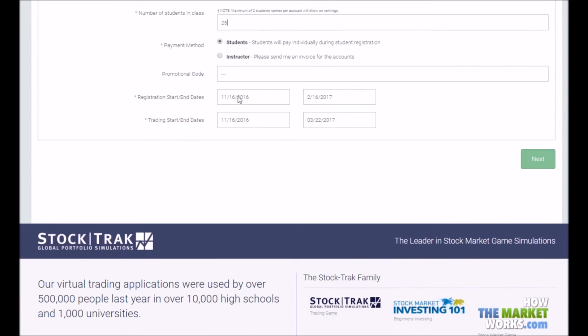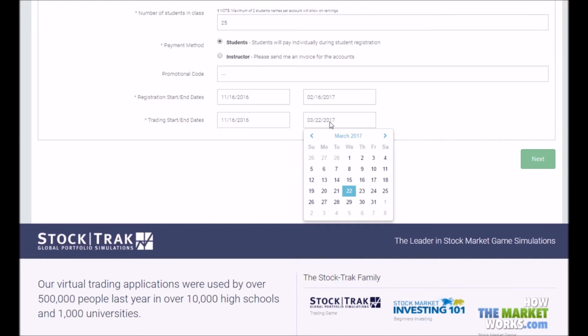Next, choose your registration start and end dates and your trading start and end dates. Your students can register any time between these dates, and trading will be open anytime between these dates. Some professors prefer to have the registration end before the trading begins. Others like to have the registration open for the first few weeks of class in case there are late registrations or students forget to create their account.